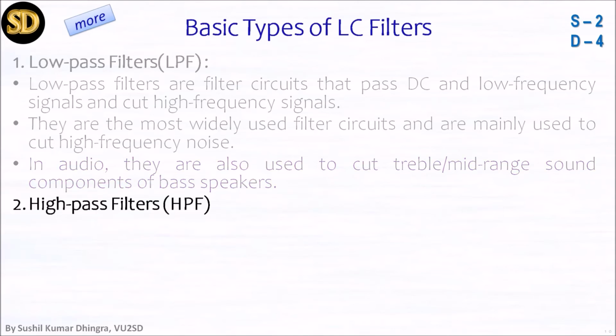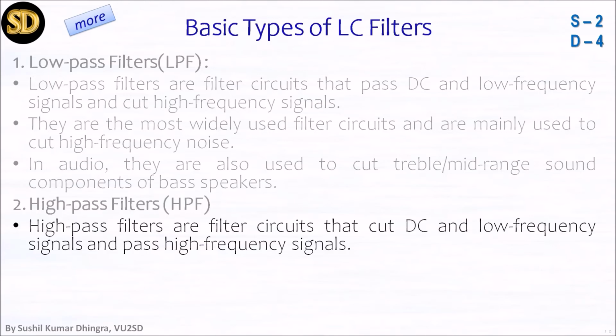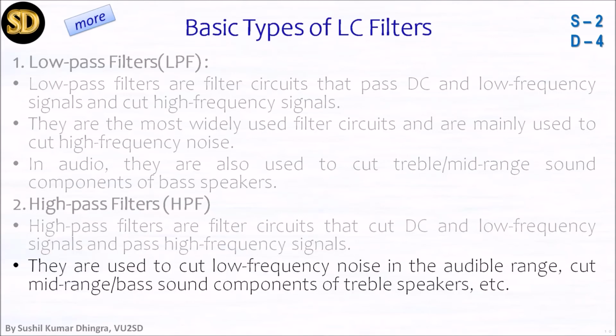Now coming to the high pass filter. As the name says, high frequencies will go through. High pass filters are filter circuits that cut DC and low frequency signals and pass high frequency signals of AC or sine wave. They are used to cut low frequency noise in the audible range, and to cut mid-range and bass signal components of treble speakers, when it comes to equalizers or audio terms.